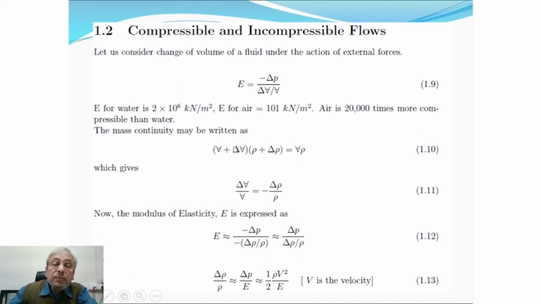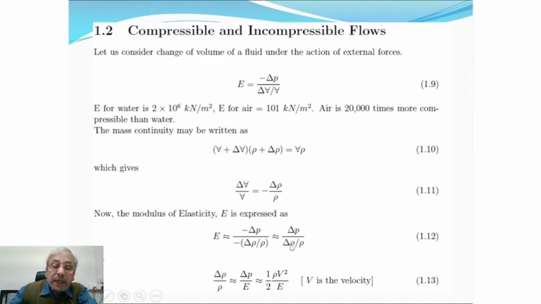Because of change of volume, density will also change. So (V plus del V) into (rho plus del rho) equal to V into rho. From here, we can write del V by V equal to minus del rho by rho. So then, in the expression for modulus of elasticity, we can write minus del P divided by minus del rho by rho. Or we can write del P divided by del rho by rho.